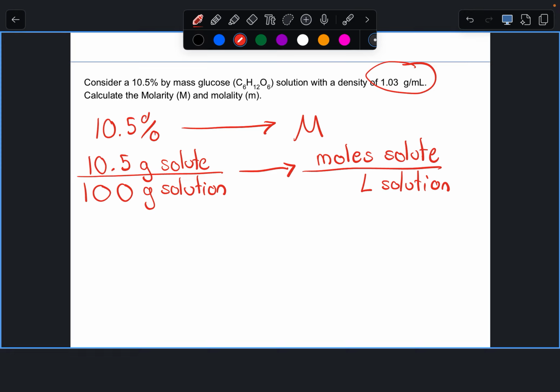Okay, so let's just do this one at a time. We'll do the molality separately. So go ahead and take 2 or 3 minutes to do this conversion and determine the molarity, knowing this much information.